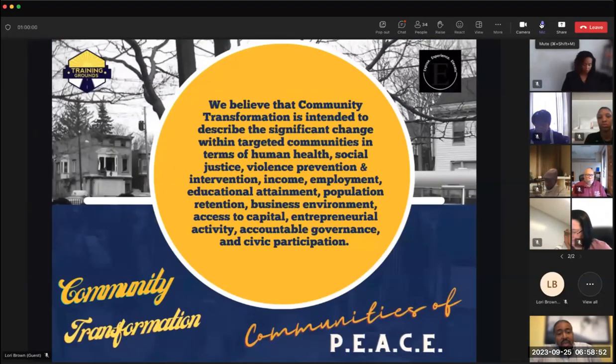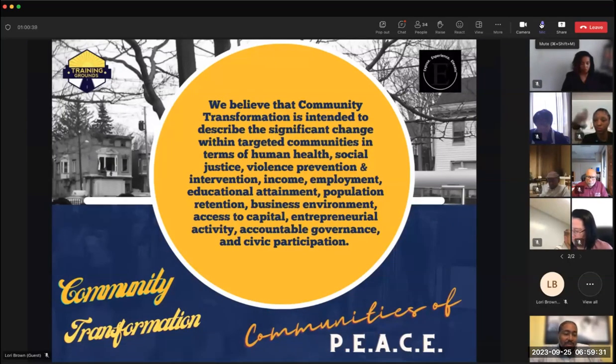And hopefully we have a shared understanding and agree on what community transformation is. We believe that community transformation is intended to describe the change within targeted communities. And the change is in a number of different areas. One, human health, social justice, violence prevention and intervention. We've got a strong background with respect to supporting and managing change in these areas. Income, employment, education attainment, population retainment for the communities.